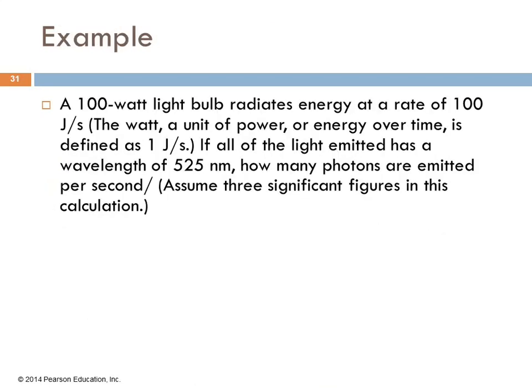So if we look at a 100-watt light bulb, it radiates energy at a rate of 100 joules per second. And we're telling you here the watt, which is a unit of power. Power is energy over time. The watt is defined as 1 joule per second. So 100 watts means you're getting 100 joules of energy per second. If all the light emitted has a wavelength of 525 nanometers, how many photons are emitted per second? Assume 3 sig figs.